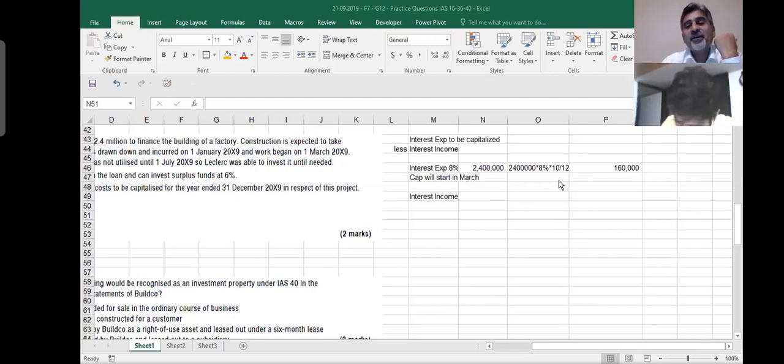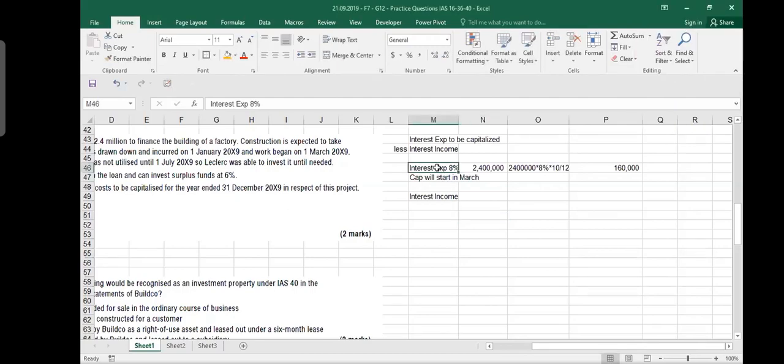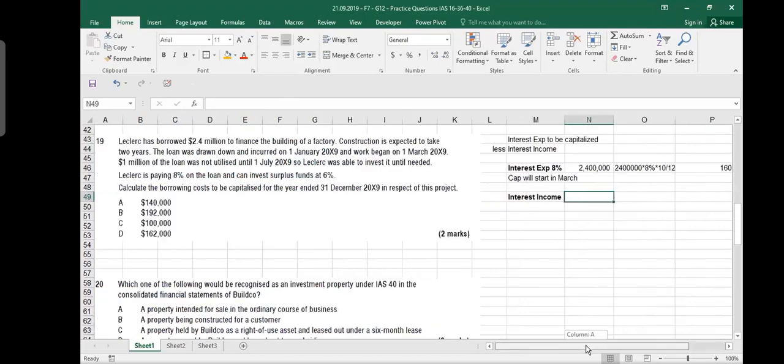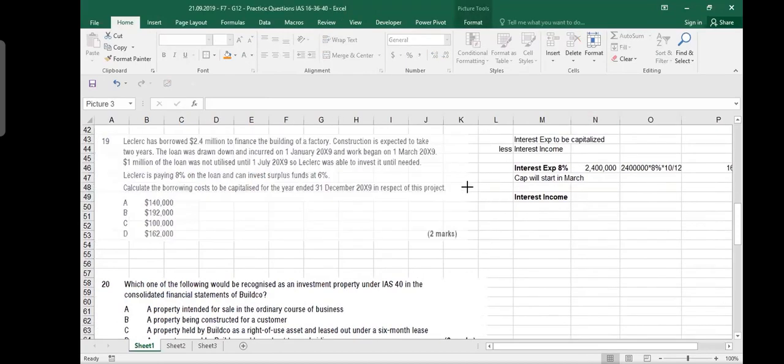All right. Okay. So you have interest expense, which is 8%, and you capitalized for 10 months. Then you also have interest income because there is a temporary investment of these funds. The question says that you invested this money, right? Yes. So how much did you invest and for what period? You invested 1 million.